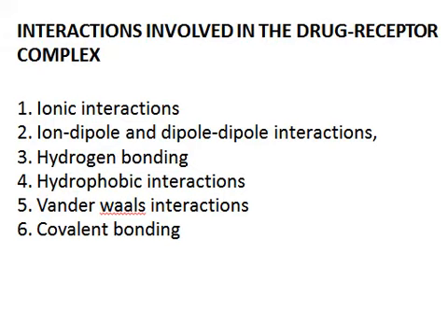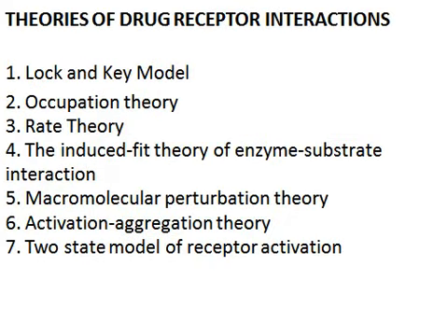So now in this lecture, we shall see about the different theories that have been proposed for the drug receptor interactions. The first theory is the lock and key model, then we have occupation theory, then rate theory, induced fit theory, macromolecular perturbation theory, activation aggregation, and the last one is the two-state model of receptor activation. So we shall briefly describe each of these theories one by one.